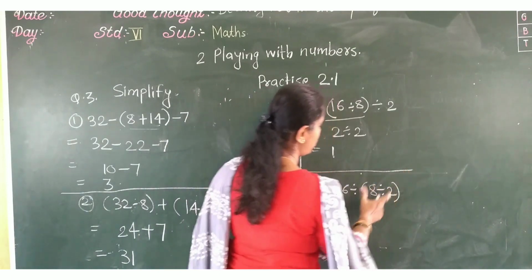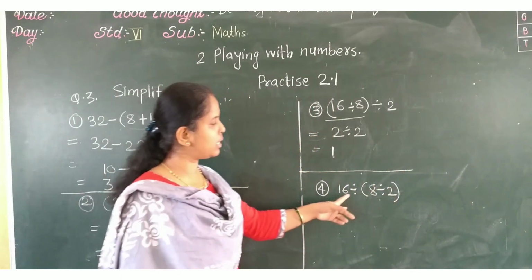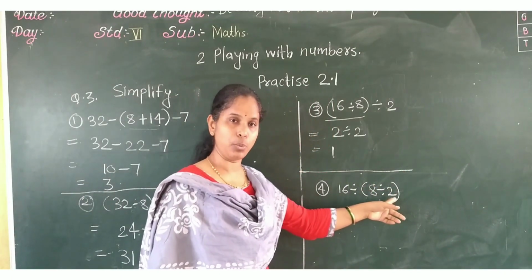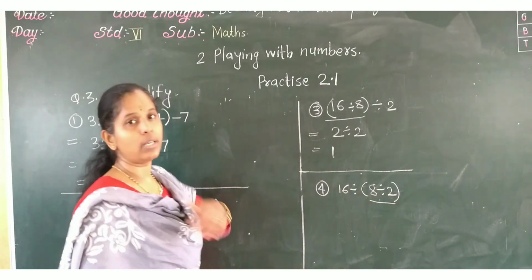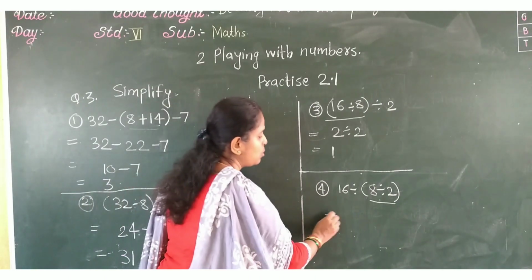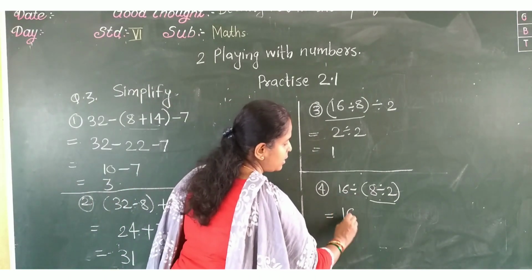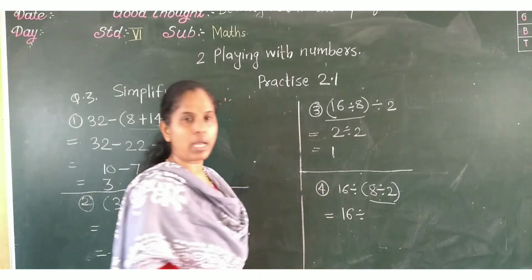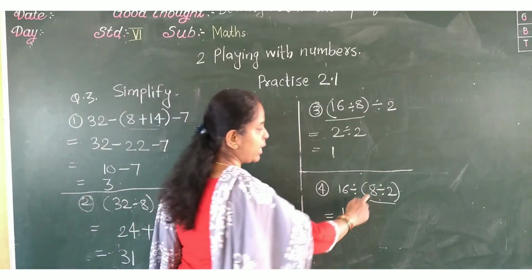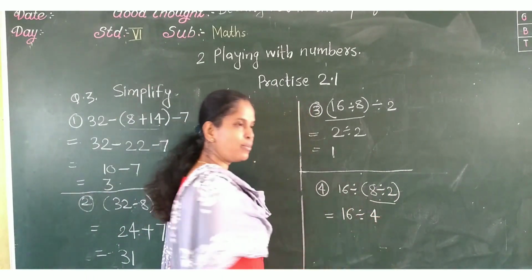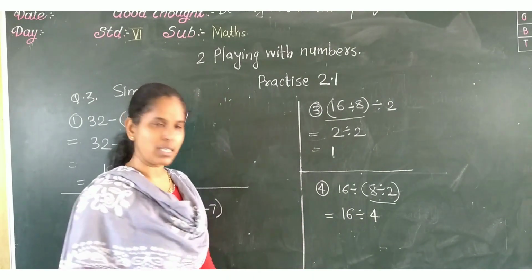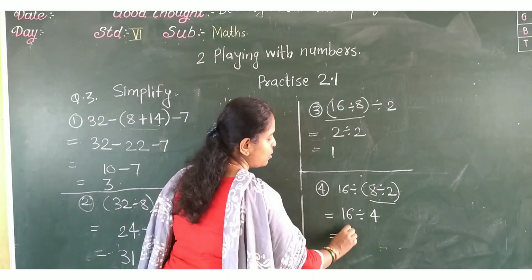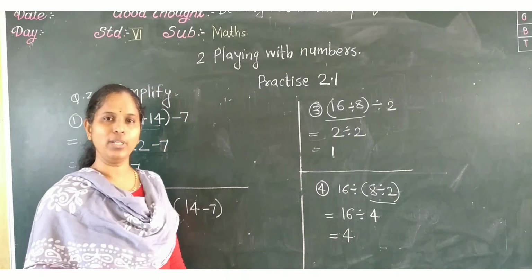Now next, the fourth one. See here. 16 divided by 8 divided by 2. So first, as per the rule, we have to solve the bracket. So these things write as they are. 16 divided by, we will write as it is. Now 8 divided by 2 is 4. Now see, 16 divided by 4. 4 4s are 16. So the answer is 4. Followed? How to solve?